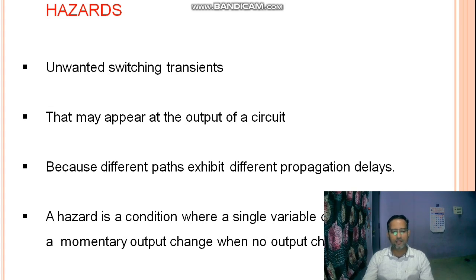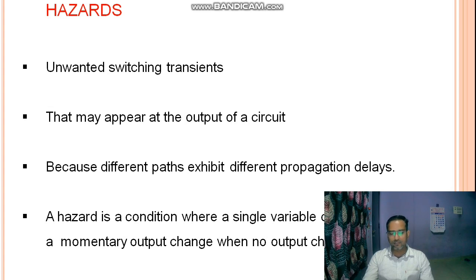The definition: a hazard is a condition where a single variable change can produce a momentary output change when no output change should occur. The input variable changes, and the output also changes for a moment. I already told you, a 0 transition goes to 1 and a 1 transition goes to 0, but the output change should not occur.